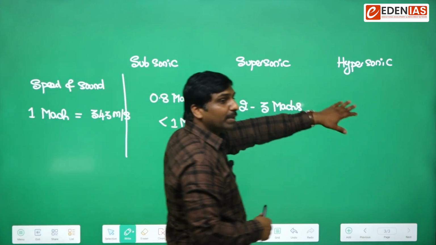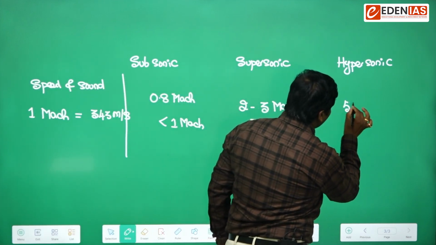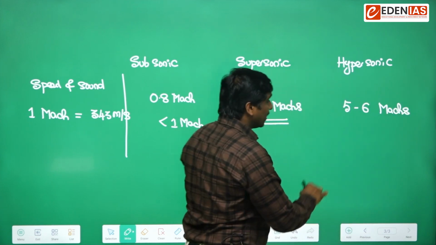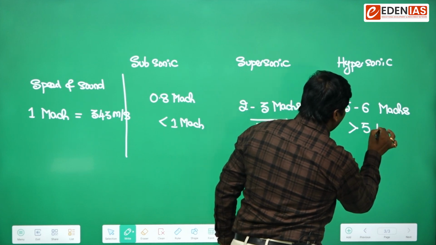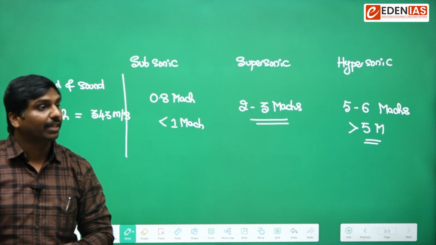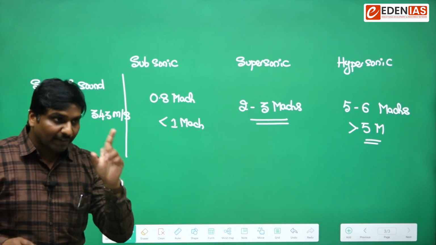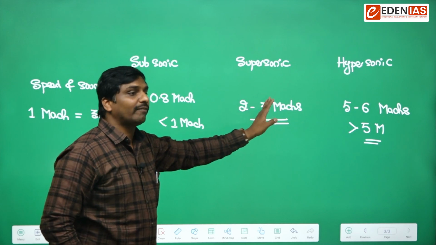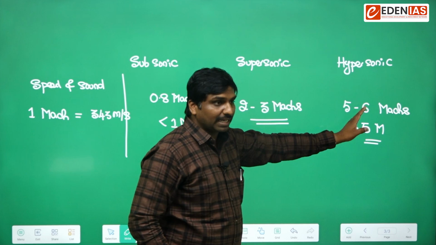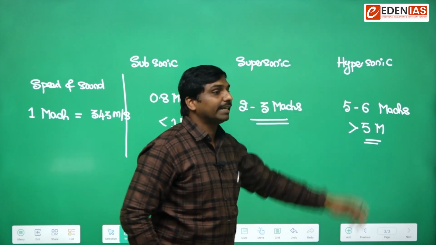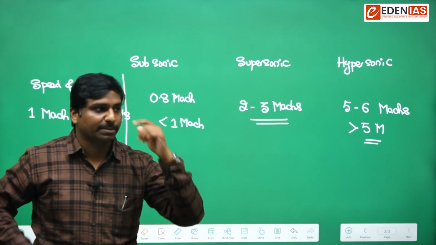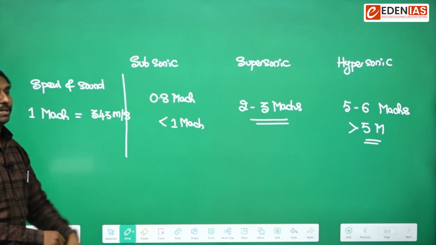So hypersonic missiles usually travel at a speed of 5 to 6 Mach, that means greater than 5 Mach speed. So this is the range with respect to speed. If a vehicle is traveling at 2.5 Mach, then it is a supersonic missile. If the missile is traveling at 5.5 Mach, then obviously it is a hypersonic missile. So Mach refers to the speed of the vehicle compared to the speed of sound. So 5 times the speed of sound.